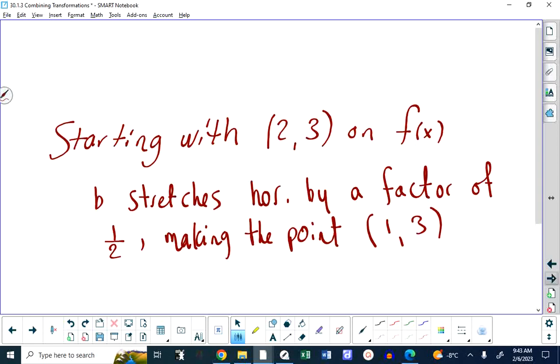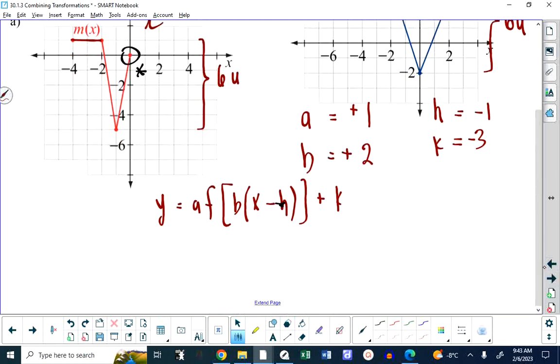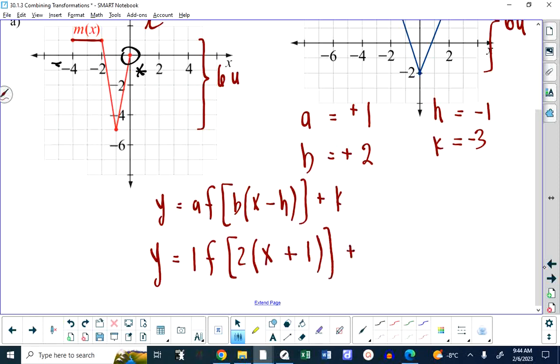Okay. Let's finish the question now. Now that we know that A is 1 and B is 2 and H is -1 and K is -3, we can write the equation. And you certainly don't need to write the 1 for A. All right, just hang on a second though.